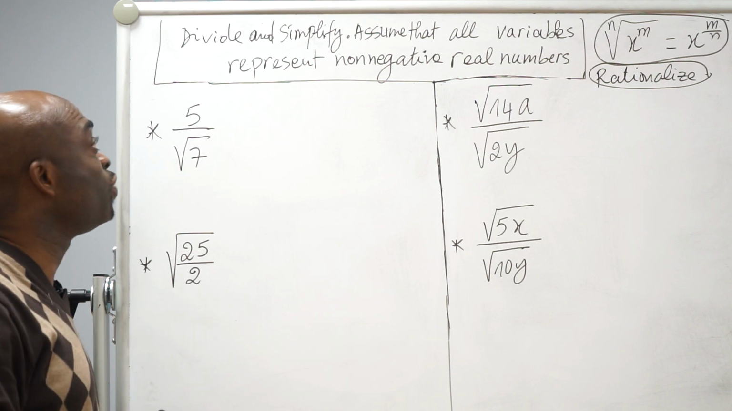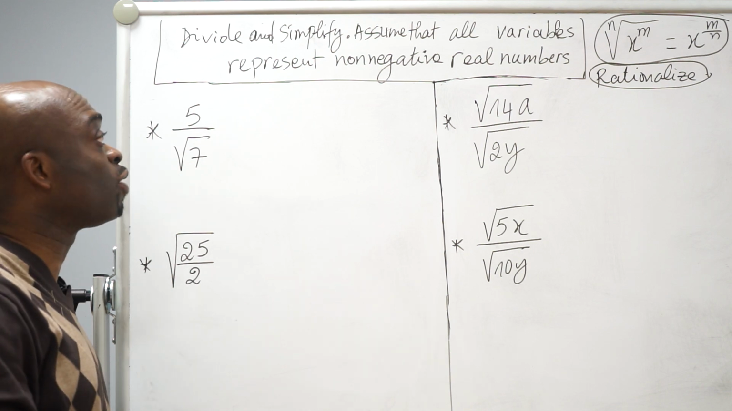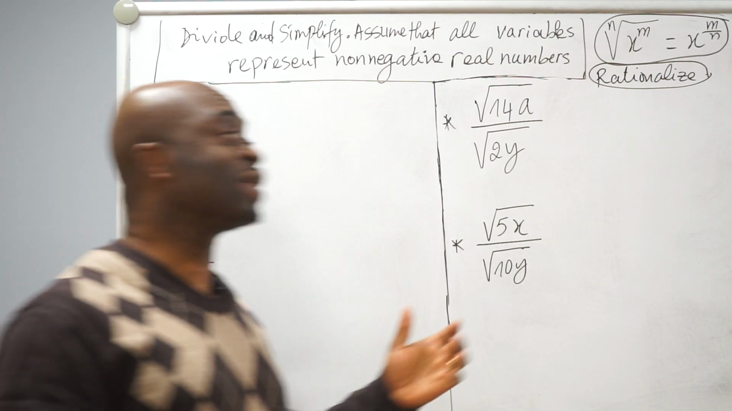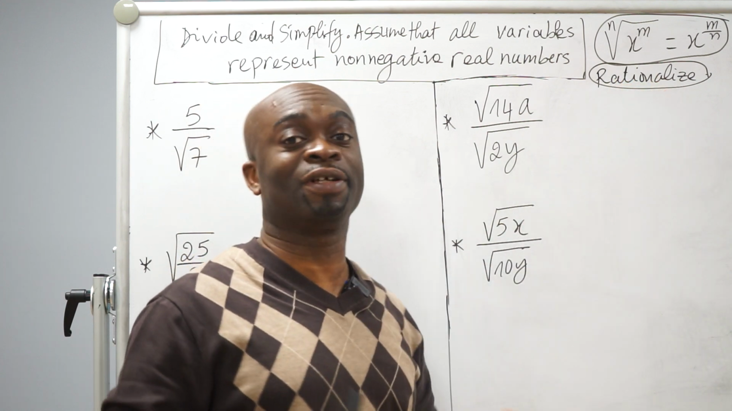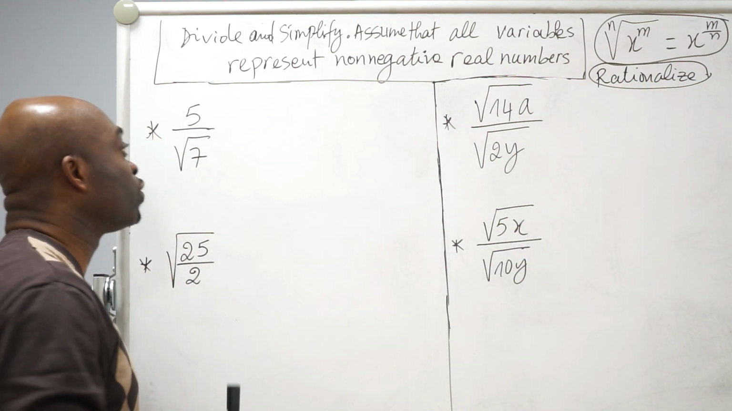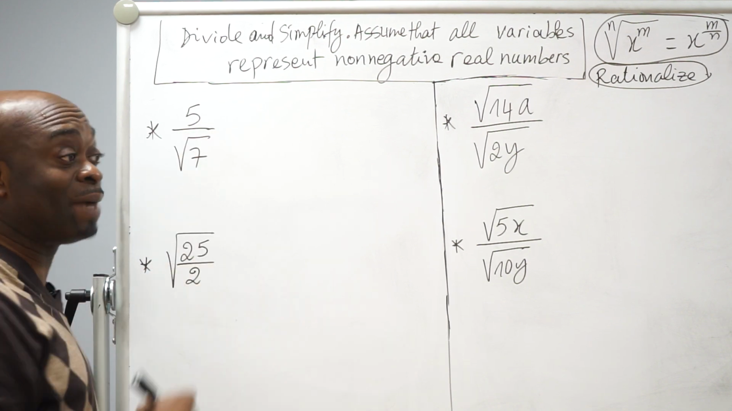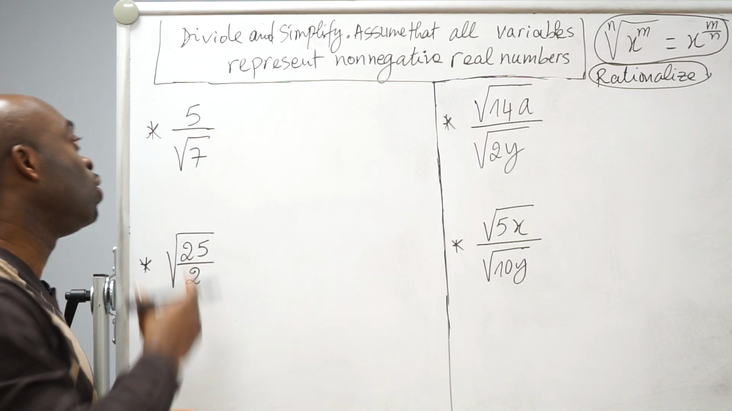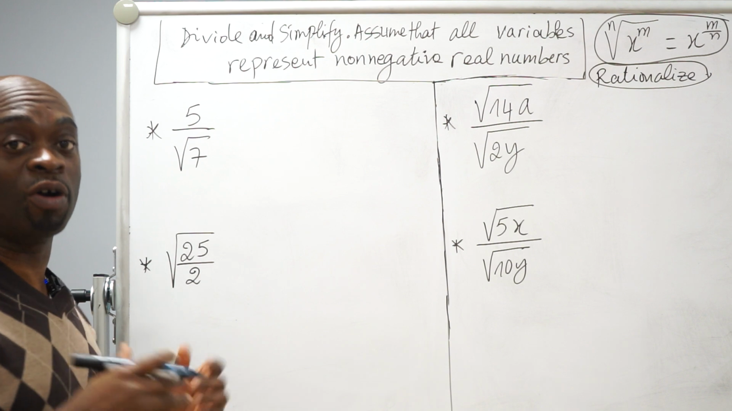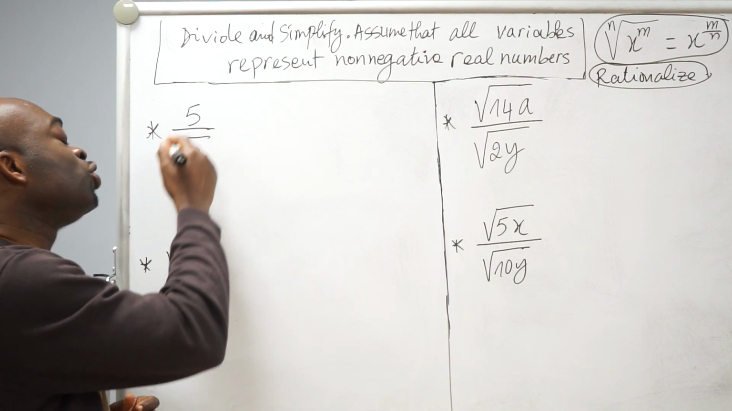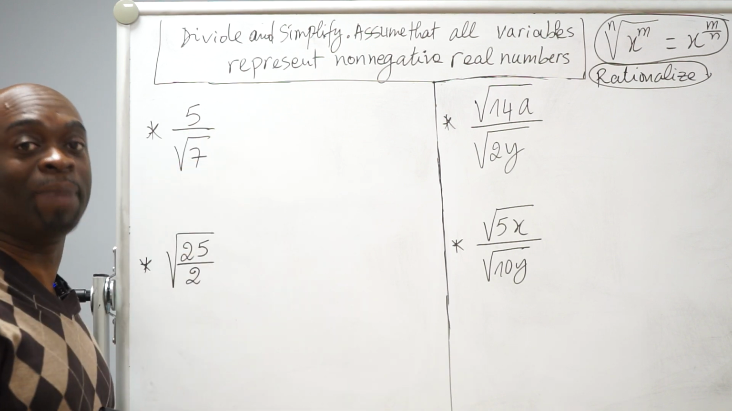Hi guys, so we're still dividing and simplifying radicals here. Now the only difference here is that we're going to do something that we call rationalizing, okay? So to rationalize, why do we do that? It's because we have a radical at the denominator of your expression, or your fraction here, and we do not want to leave the radical at the bottom of the fraction.